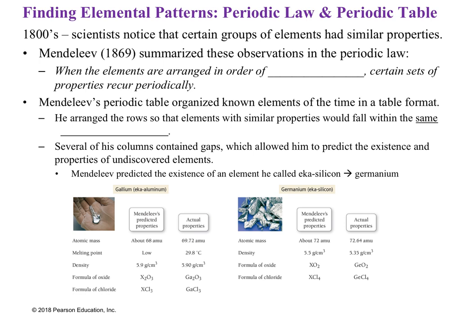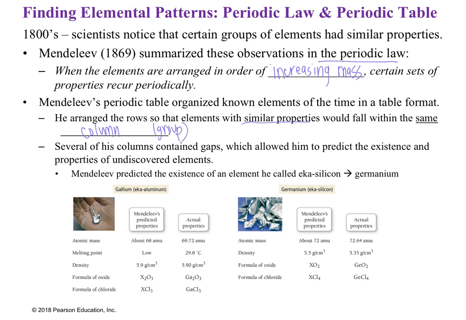In the 1800s, scientists were noticing that certain elements had similar properties. So Mendeleev in the mid-1800s summarized that as the periodic law, which says that when you arrange elements in order of increasing mass, then the properties are going to recur periodically. So we're going to keep cycling through and see similar things. Initially that was the format, and then he arranged the rows so that the elements that had similar properties fell in the same column. Right, so that is the group.